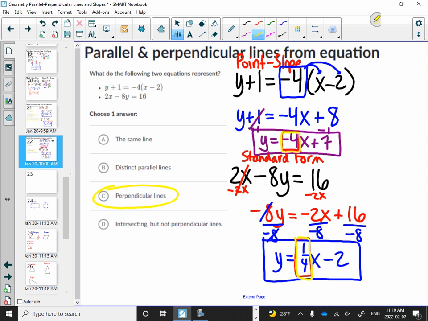Some people just like to convert everything to slope-intercept form and then take a look at it. That's fine. Sometimes you don't need to convert point-slope form because you've already got the slope and you might run into your perpendicular lines without doing that. Does that make sense to everybody?